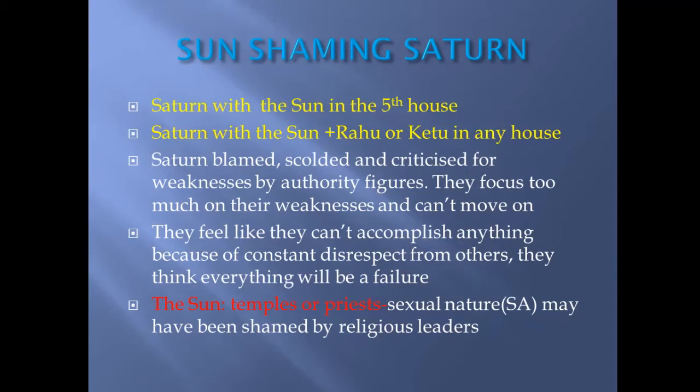Now, the Sun also represents temples or priests, and Saturn is our primal sexual nature. So the natives may have been shamed by religious leaders in a sexual way as well. But of course, we need to look at the whole chart to see this.